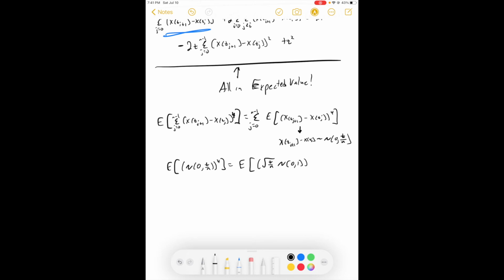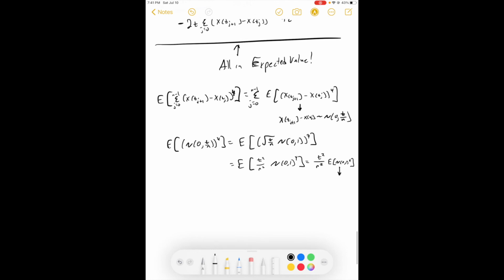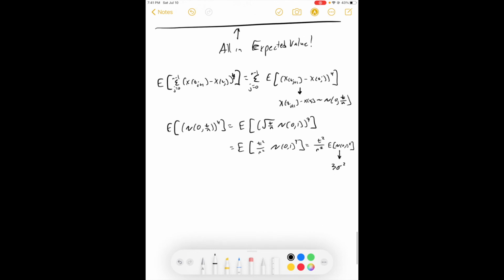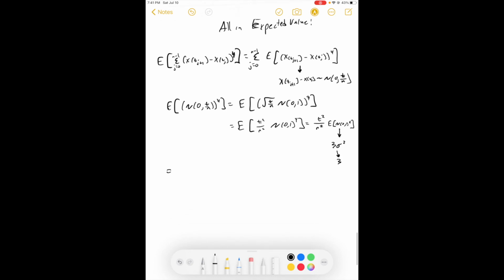Pull that out. Now we have square root of t over n times a standard normal altogether to the fourth, which is, we'll put the fourth through, t squared over n squared times a normal 0, 1 to the fourth, which is t squared over n squared times the expected value of a normal distribution to the fourth. And the expected value of a normal distribution to the fourth is 3 sigma squared, where our sigma squared in this case is 1, so that's just the 3. So altogether we have 3t squared over n squared.